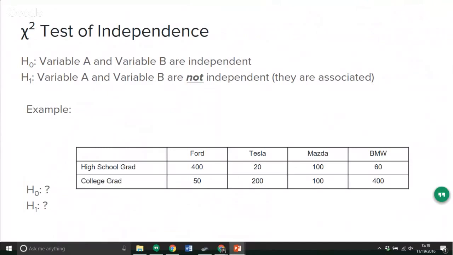If we were to say the alternate, we would say that education level and car brand are not independent of each other, aka they are dependent on each other, aka they are associated with each other. So again, you can see how if two categorical variables are dependent on each other, or there is an association with each other, this would potentially lead to understanding market segmentation. After all, if they're dependent on each other, then there must be a relationship between the two categories.